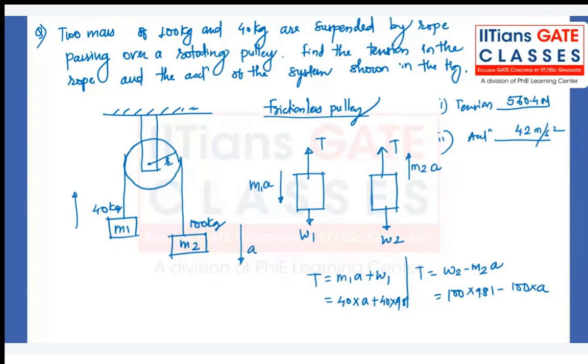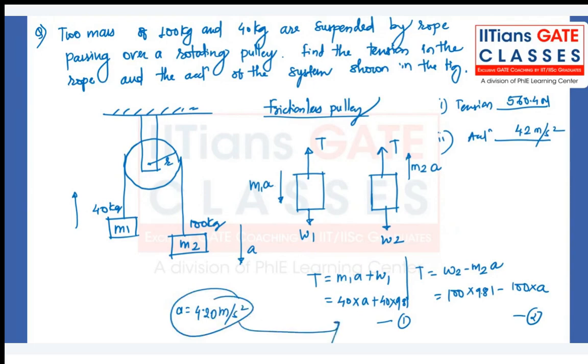If you equate equation number one and equation number two, you should get acceleration equal to 4.20 meter per second square. If you put it into either equation, for example the first equation, tension will be equal to 40 into 4.2 plus 40 into 9.81. You will get 560.5 something Newton as the tension. Is that clear?